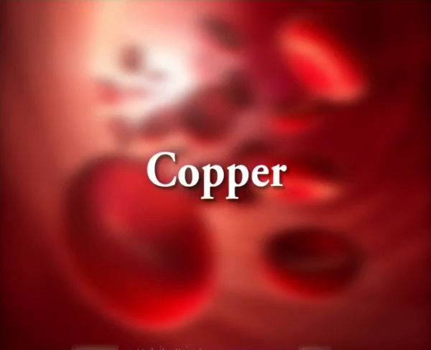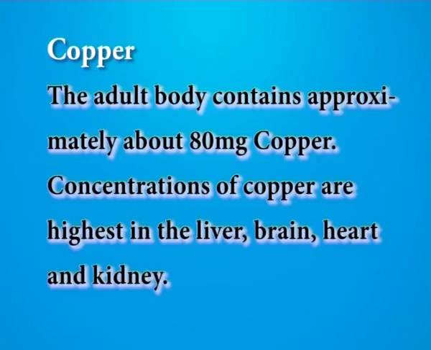The third micromineral is copper. The adult body contains approximately 80 mg of copper. Concentrations of copper are highest in the liver, brain, heart and kidney. Muscle contains a low level of copper, but because of its large mass, skeletal muscle contains about 40% of all the copper in the body.